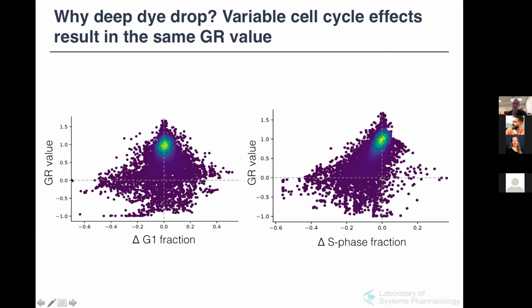Again, drawing your eye to GR values of 0, those can come about from drastically different cell cycle effects, either loss of cells in G1, gain of cells in G1. Obviously, if they're lost from G1, they're accumulating somewhere else. And then the same plot presented for the effect on the fraction of cells in S phase.